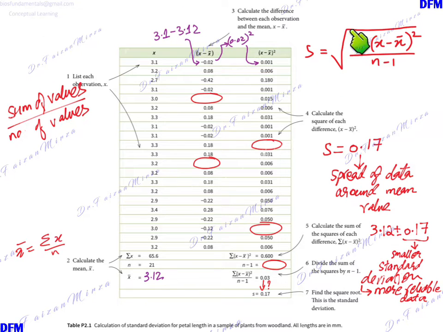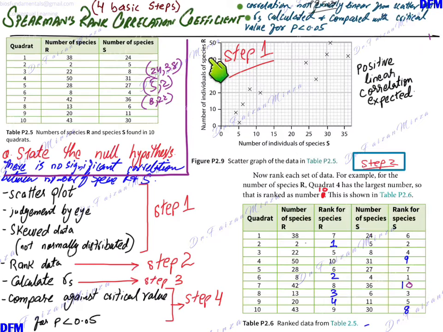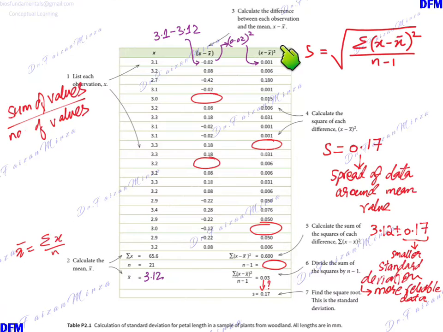This is the formula of standard deviation. Standard deviation is represented by a small s. It is equal to the square root of the summation of x minus x bar squared divided by n minus 1. My x minus x bar is this column, and my x minus x bar squared is this last column. If I sum up all the values of the last column, this will give me the summation of x minus x bar squared. In this case, it's 0.60. So I'll just mention it here.